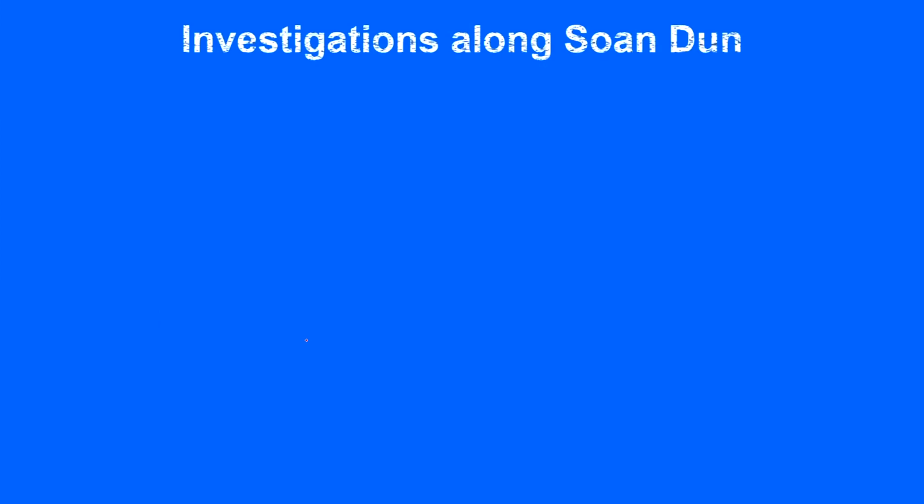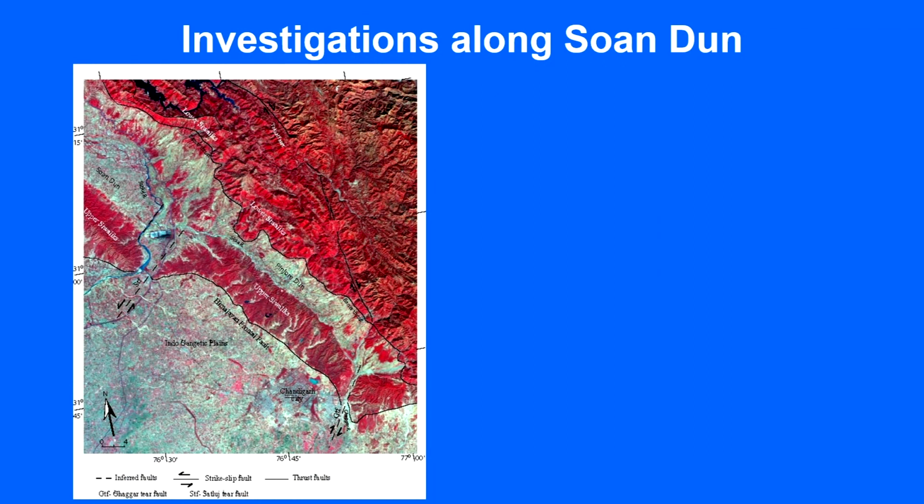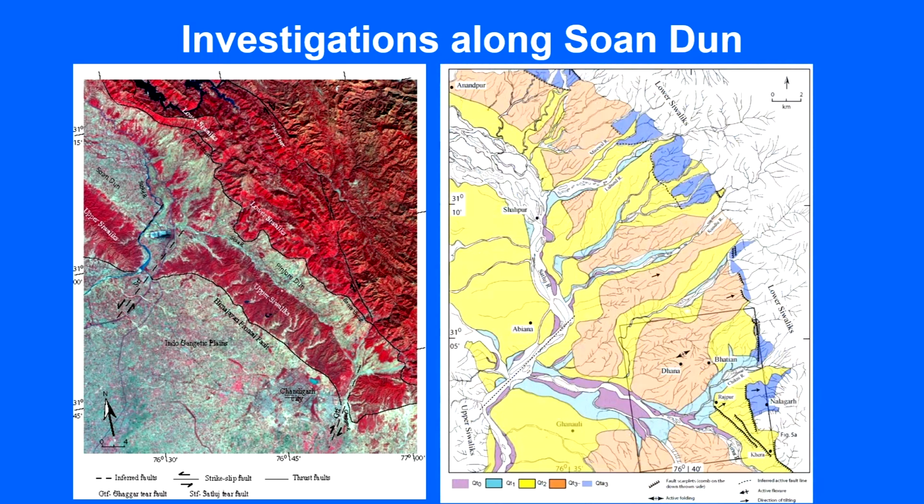So, for the investigation along the Son Dun, this was the area which we were looking at, and we prepared a detailed map. What I am showing right now is a Landsat image, a false color composite. So, what we usually expect you to do is to prepare this type of geomorphic map.